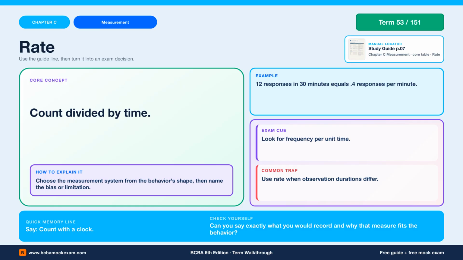Rate is count per unit of time. For example, 20 responses in 10 minutes equals 2 responses per minute. The exam cue is frequency adjusted for time. The trap is confusing count with rate. If sessions are different lengths, rate is often more useful. Memory line: Rate tells how many per time.